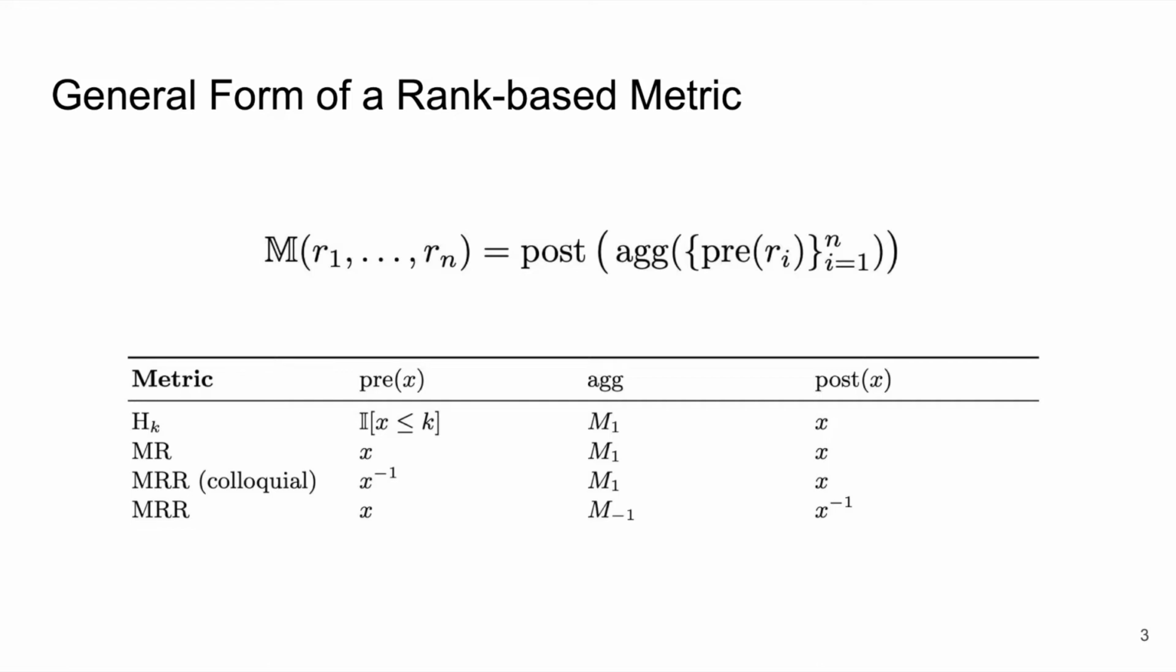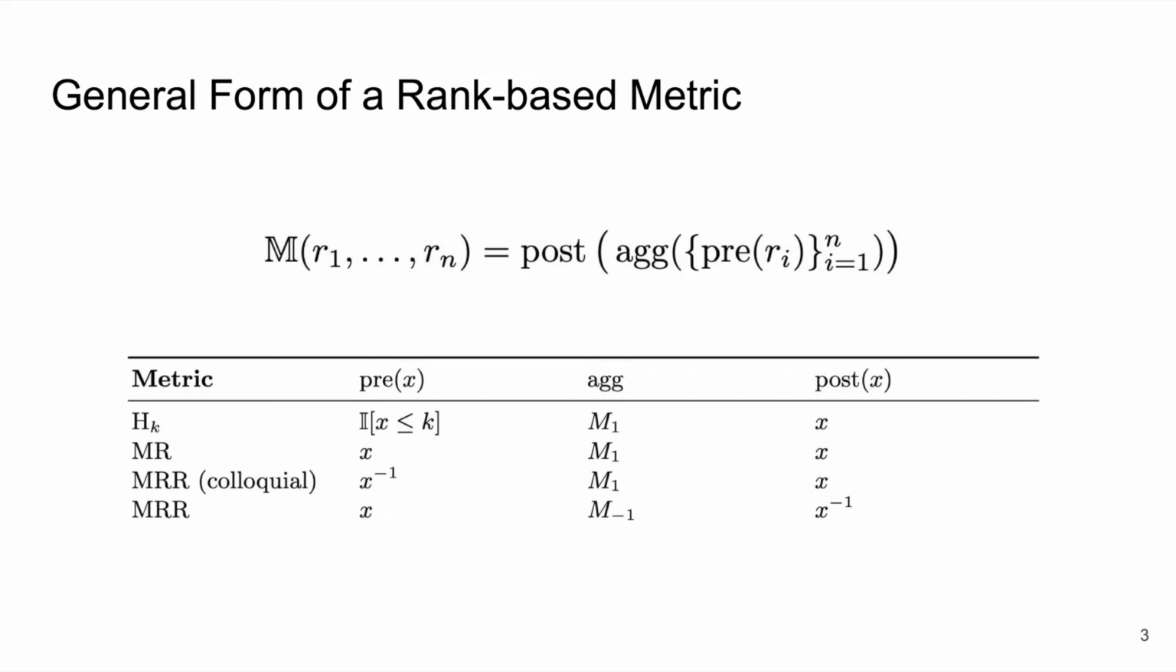So here we're proposing a general form with three parts. First, there's a pre-transformation function applied to the ranks. In the case of hits at k, this is the indicator function. In the case of the mean reciprocal rank, this is the inverse function. And in the case of the mean rank, this is the identity. Second, there's an aggregation function.